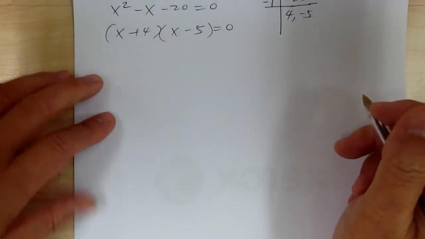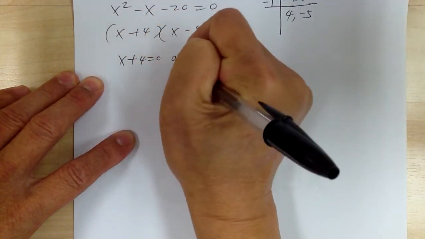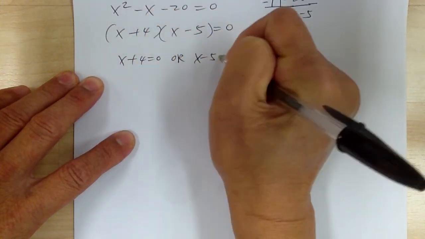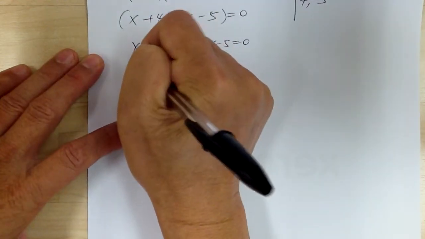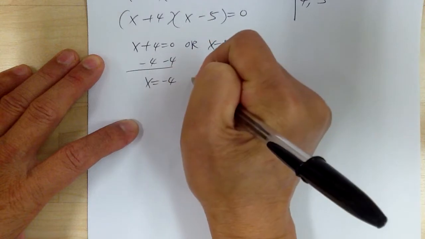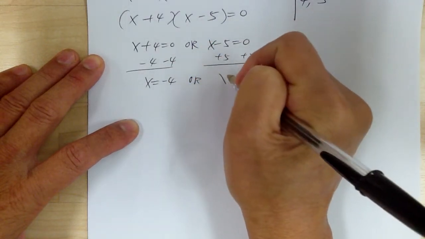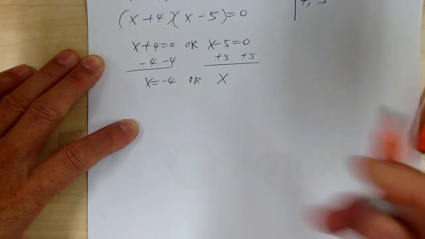You apply the 0 factor property. So you're going to get x plus 4 equal to 0, or x minus 5 equal to 0. Minus 4 on both sides, so you get x equal to negative 4, or plus 5 on each side, so you get x equal to 5.